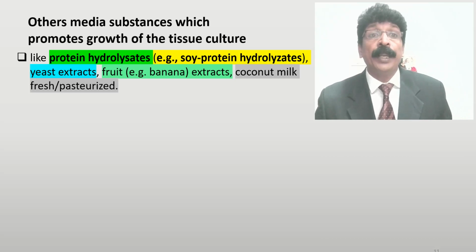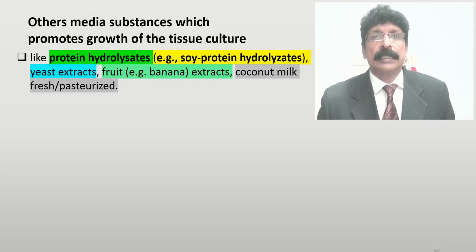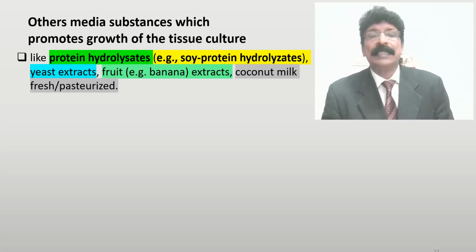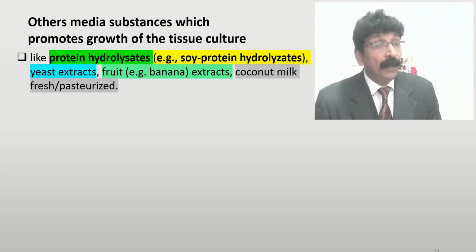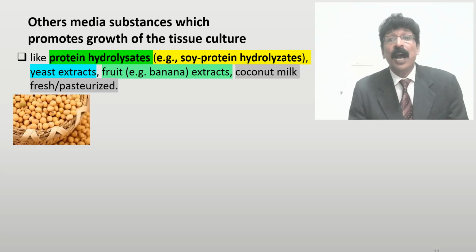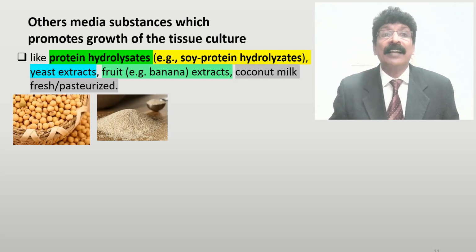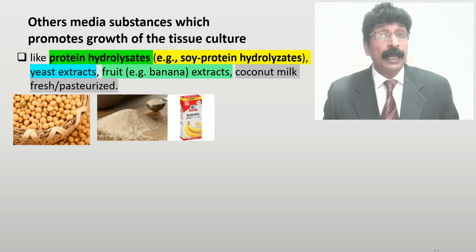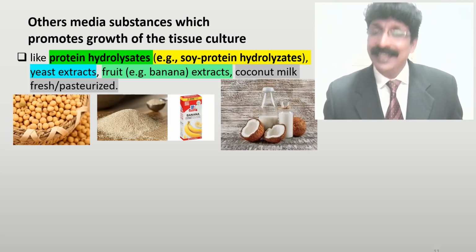Very interesting. Protein hydrolysate is interesting. You have to remember what they are. They are important growth promoters in tissue culture: soya protein hydrolysate, yeast extract, fruit extracts like banana, and coconut milk, fresh or pasteurized.